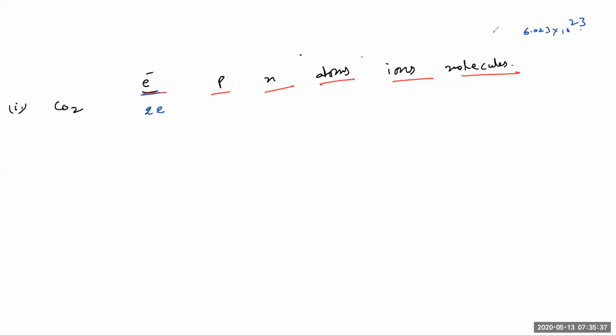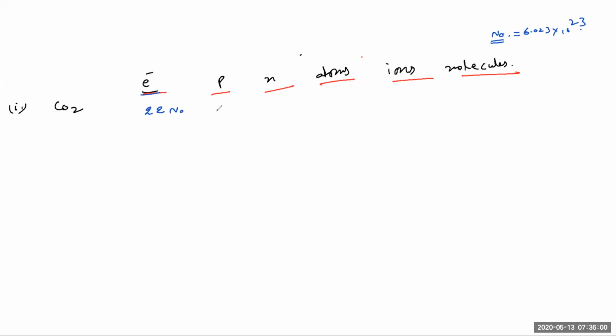That can be represented as N naught. N naught means Avogadro number symbol. Now 22 moles of Avogadro or 22 N naught. 1 mole of carbon dioxide contains 22 moles of electrons. That is the meaning. So mole means here Avogadro number. That symbol is N naught.